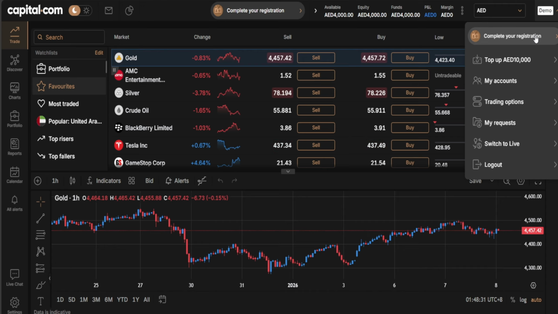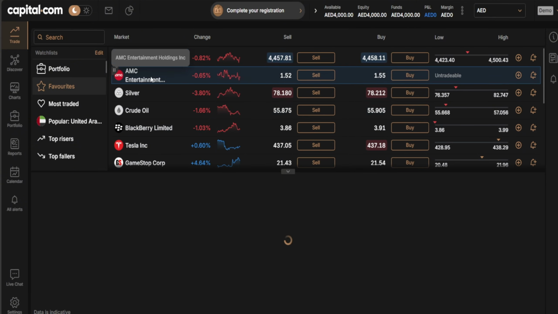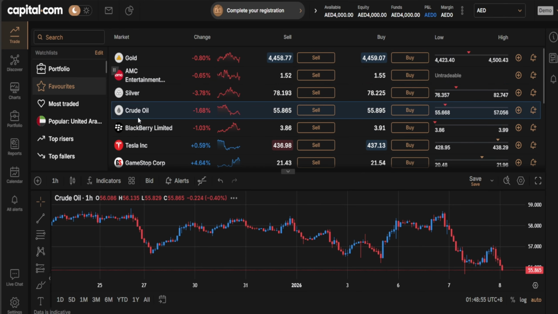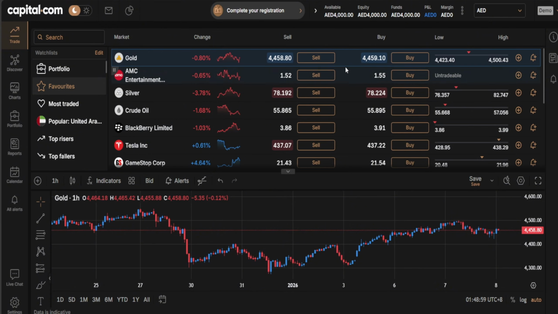The main idea is, since you are still a beginner, you can go ahead and explore the interface. So you have everything here on the left: the alerts, calendar, reports, your portfolio, charts, discovery, and the most important part, the trade section where pretty much everything happens. So you have AMC over here, silver, from your crude oil to gold, pretty much the options that you can see. So you have the sell and buy option directly.